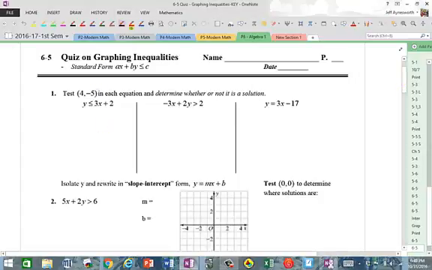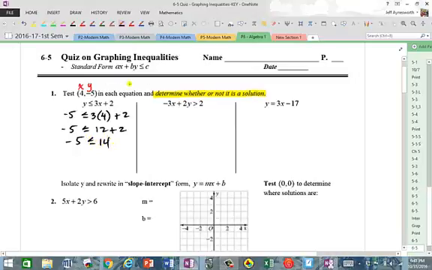All right, so let's take a look at the first problem here. We want to test (4, -5). X is 4, y is negative 5 in each equation, and determine whether it is a solution or not. So what we do is we substitute negative 5 in for y. We've got negative 5, is that less than or equal to 3 times x, which is 4, plus 2? We've got to simplify. So negative 5, is that less than or equal to 12 plus 2, which is 14?